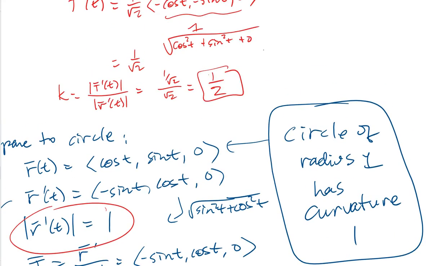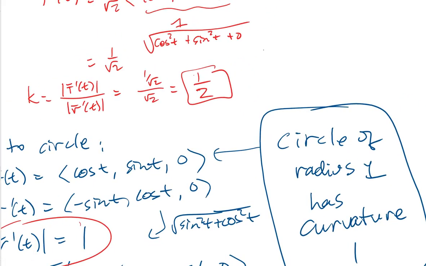Now, if you take that circle and instead of drawing it in a circle, you pick your pencil up as you go, then there's less curvature there, and that's borne out by the curvature of that helix of radius 1 being 1/2.